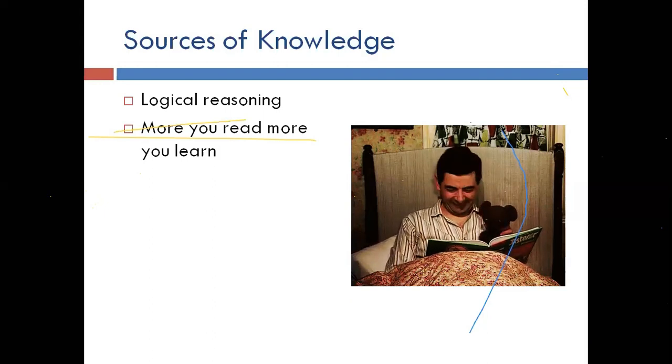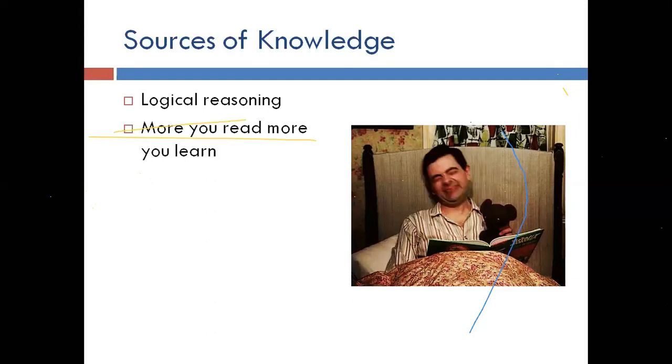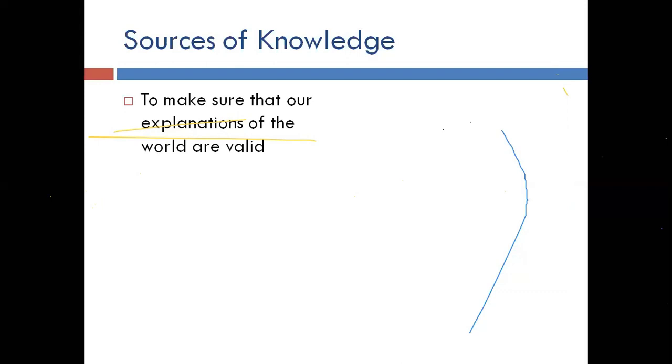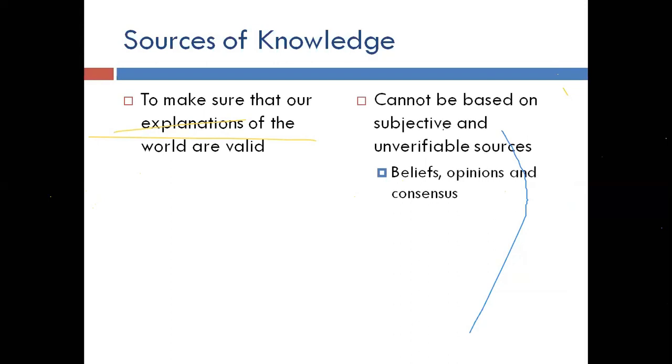So the wisdom, the logical reasoning of wisdom, is not consistent. So this is also not a very good source of knowledge, logical reasoning. To make sure that our explanations of the world are valid, we must say that they cannot be based on subjective and unverifiable sources. They shouldn't be based on beliefs, opinions, and consensus. Beliefs, opinions, consensus, all can falter. We cannot really base on subjective and unverifiable sources to observe the world, to explain the world, which is valid.